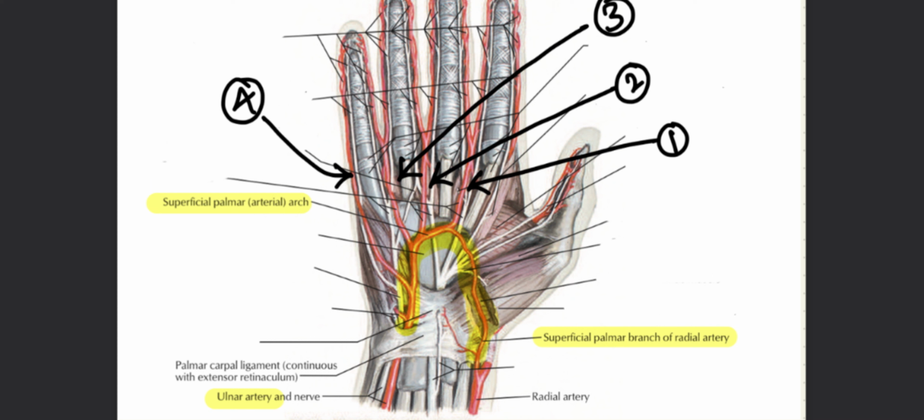And the fourth one is coming directly from the arch, and it is supplying the medial side of the little finger. So these are the four branches, or the four arteries, that are coming from the superficial palmar arch. So this is the atlas diagram. So this is all we need to know about the superficial palmar arch.